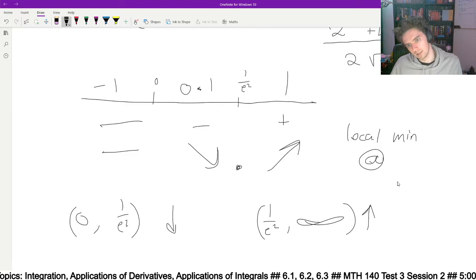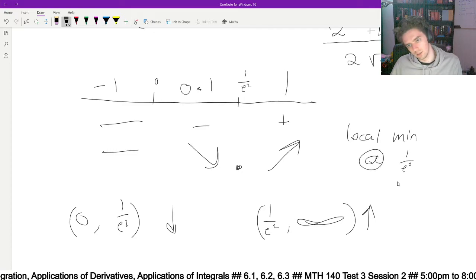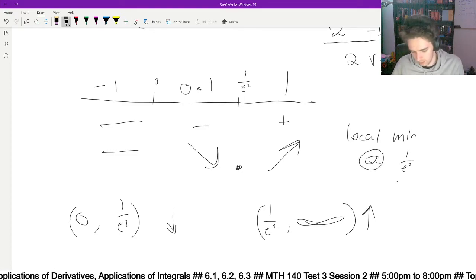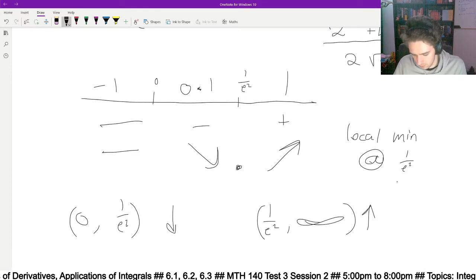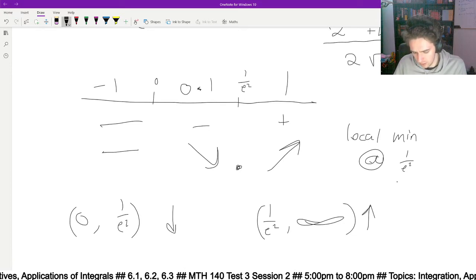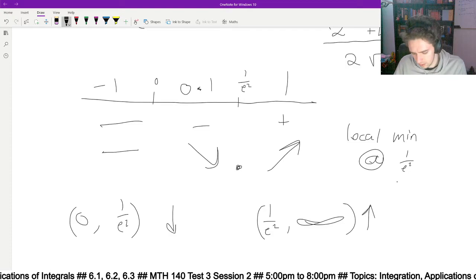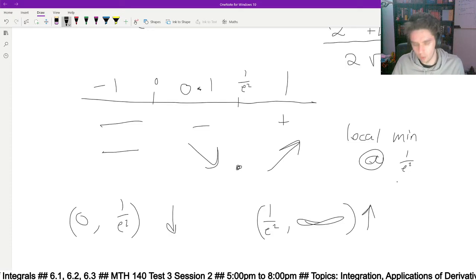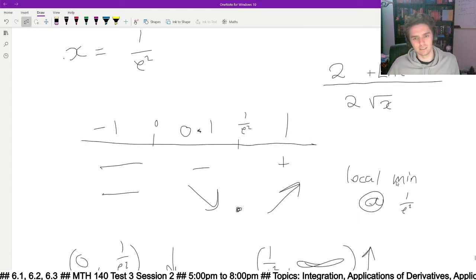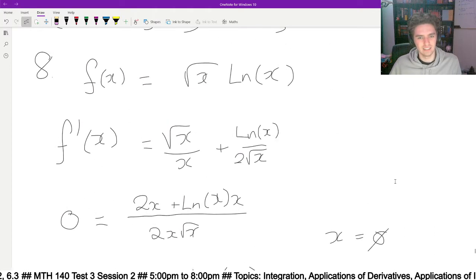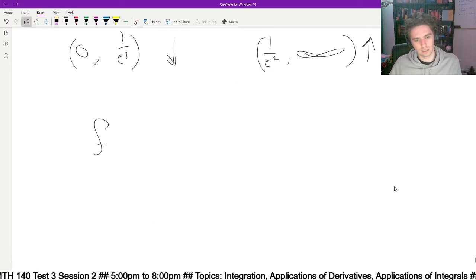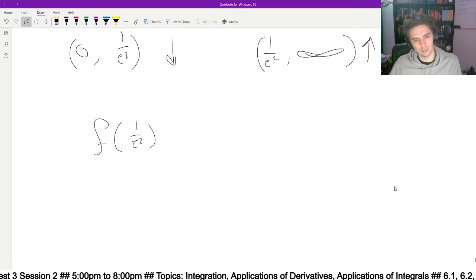Oops. At 1 over e squared. There you go. Oh, wait. Negative 2 over e squared? Sorry, and then I have to actually find the actual value of it. Sorry, I didn't do that. So the actual value is, you have to just calculate what f of 1 over e squared is.